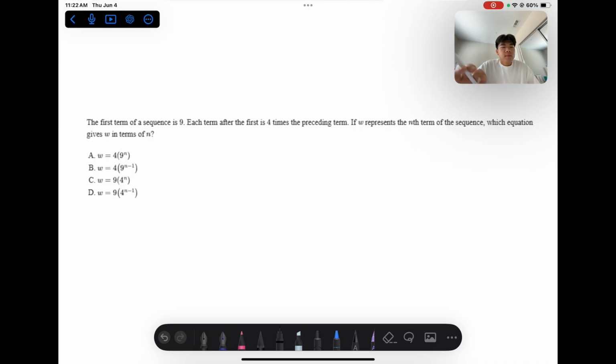Okay, so we know the first term is 9, okay? Each term after the first is 4 times the preceding term. Okay, so then the next term would be 36. The next term after that would be 36 times 4. And then we're trying to find the equation.